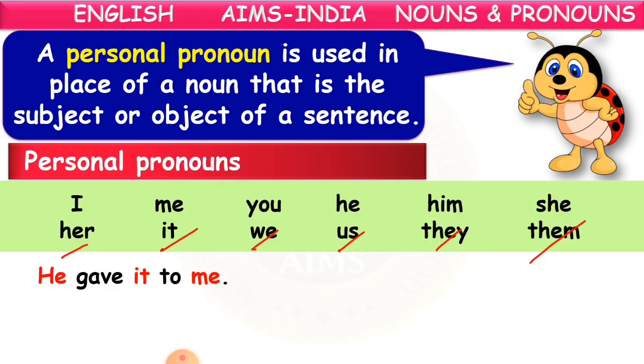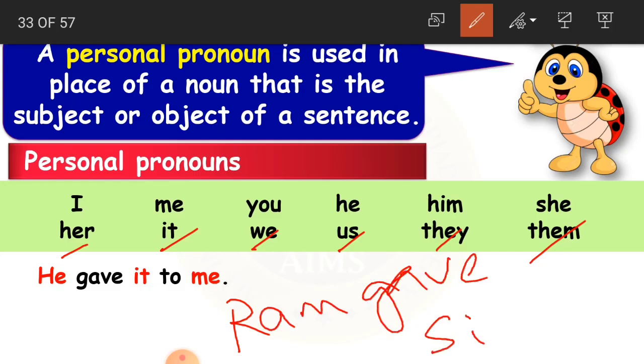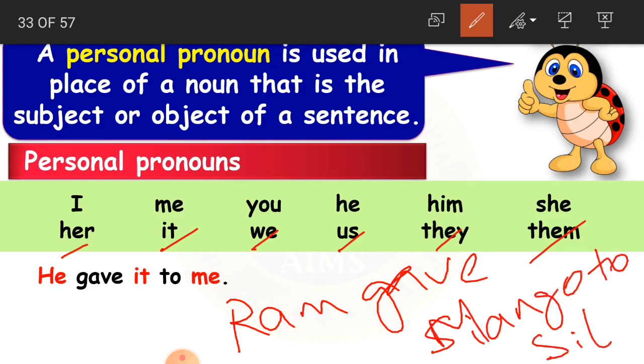For example, Ram gave a mango to Sita. Suppose the sentence was like this, for your better understanding, I am writing here: Ram gave a mango to Sita.